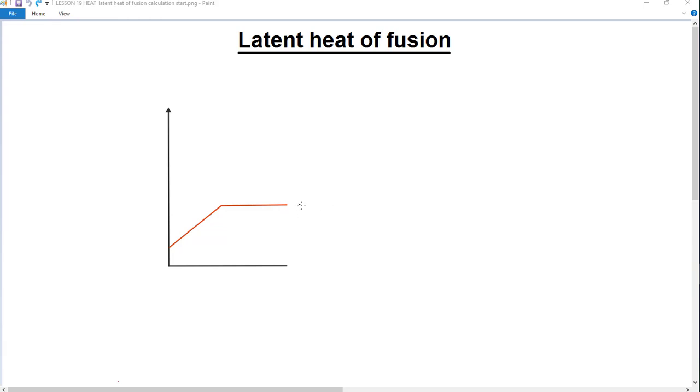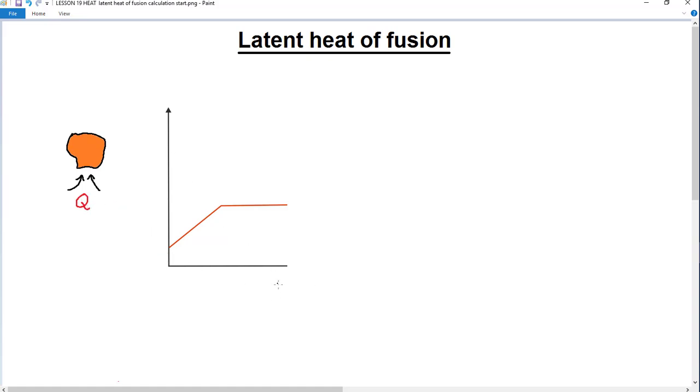In this lesson we're going to look at the equation for the latent heat of fusion. Imagine that we've got some solid here. We don't need to know the name of it, but what we do know is that it's a pure substance. What we're going to do is supply heat to that solid, Q for heat.